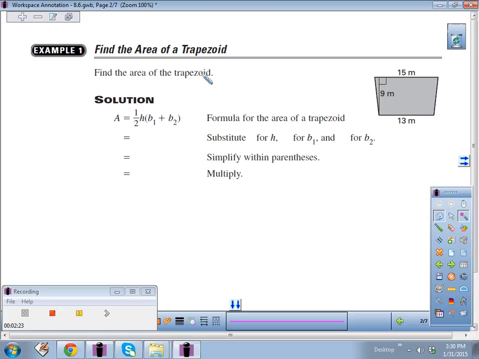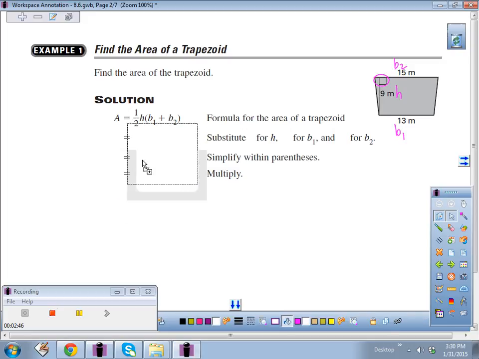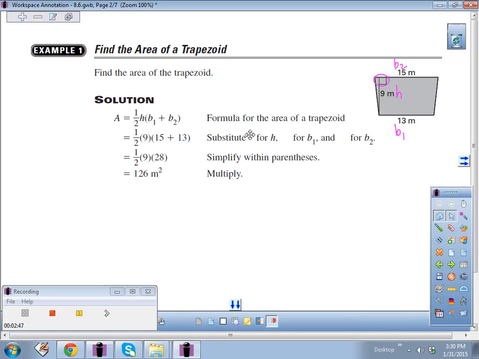Okay, so on example 1 it says find the area of a trapezoid. And so we have this trapezoid. I want to label my bases. Here's my base 1. I have another base 2. They're the parallel sides. And then I have that height. Remember, you can identify the height by finding that perpendicular distance to the base. And so now we'll just substitute those values into our formula and calculate. So once we do that, we're substituting in our values and we'll simplify. And so we get a total area of 126 square meters in this example 1.